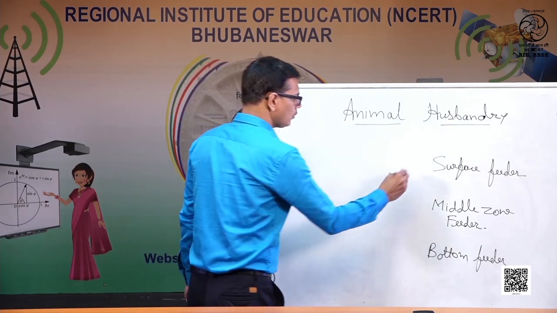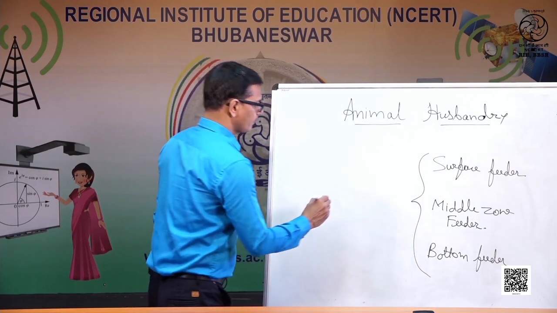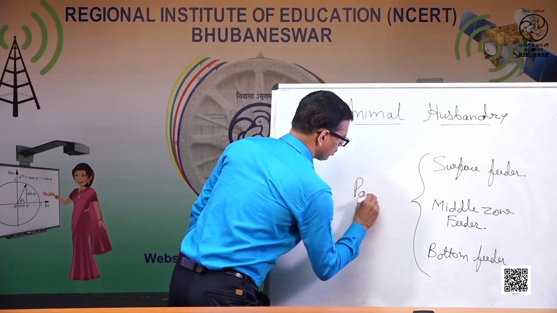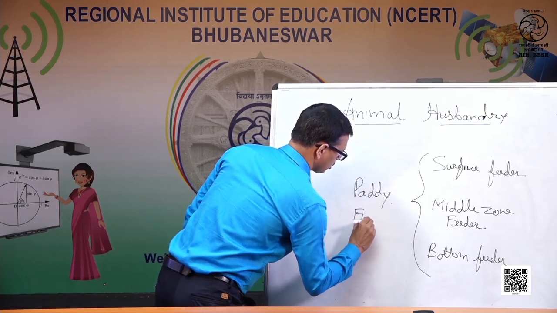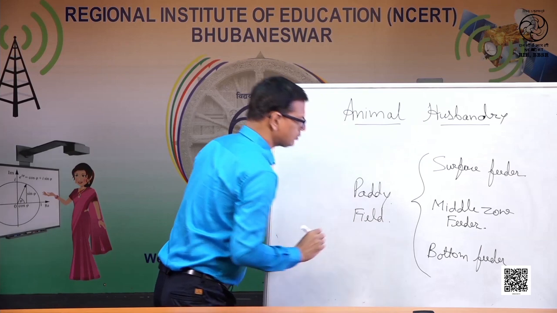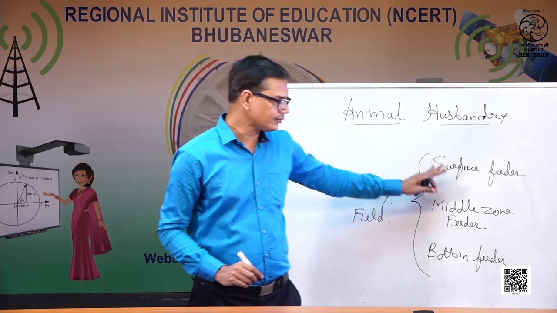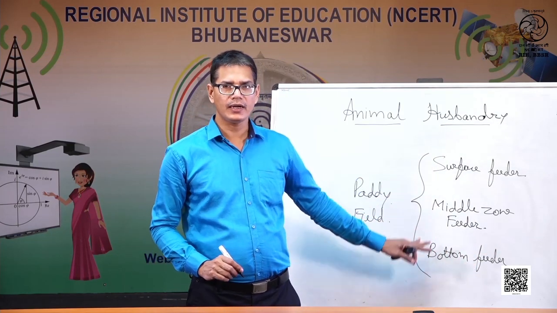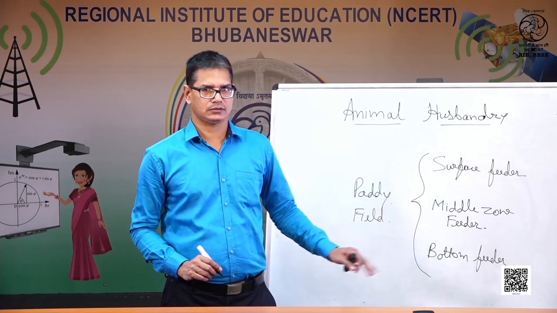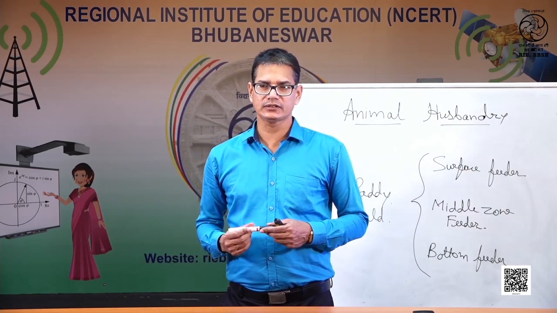And also, this pond is in a paddy field. That means we get food grains as well as fish. And each part of the pond is utilized by the fish. And these are the advantages of composite fish culture.